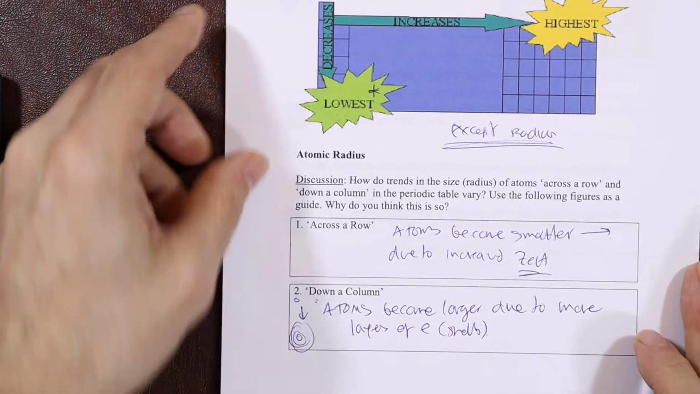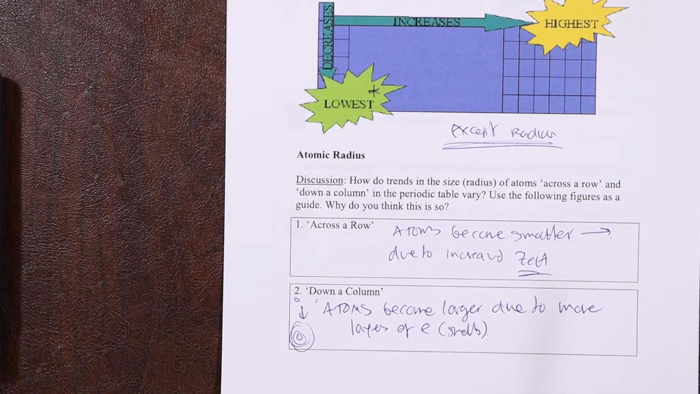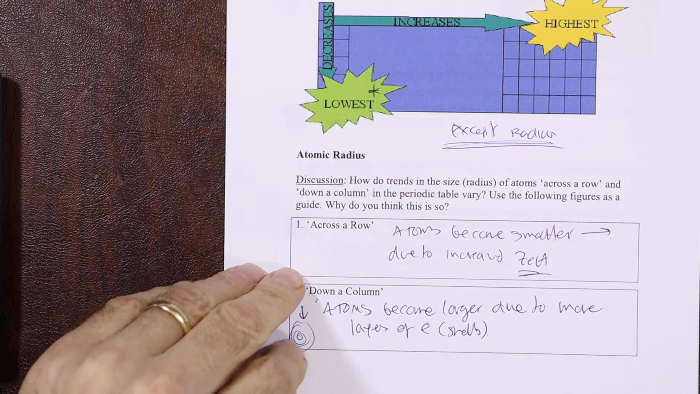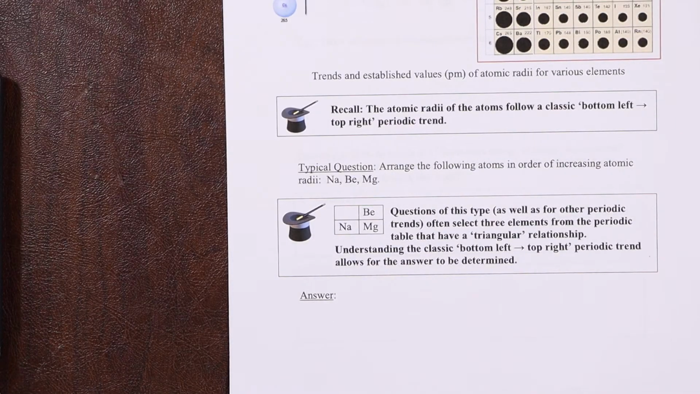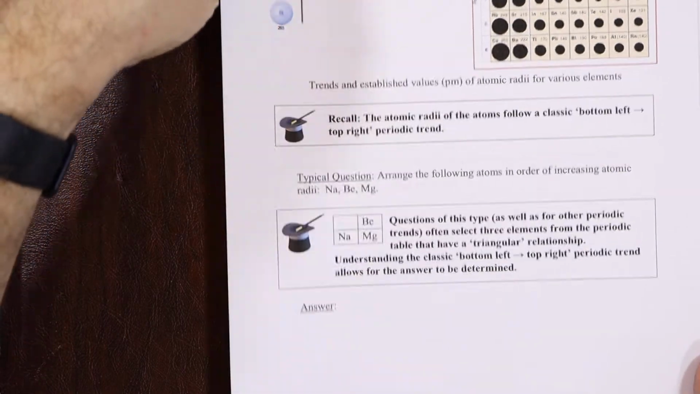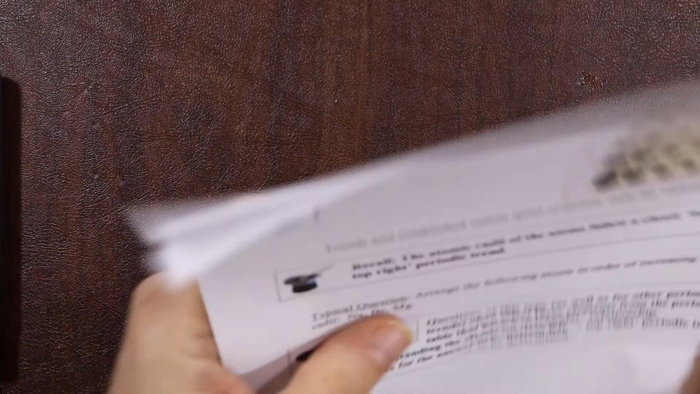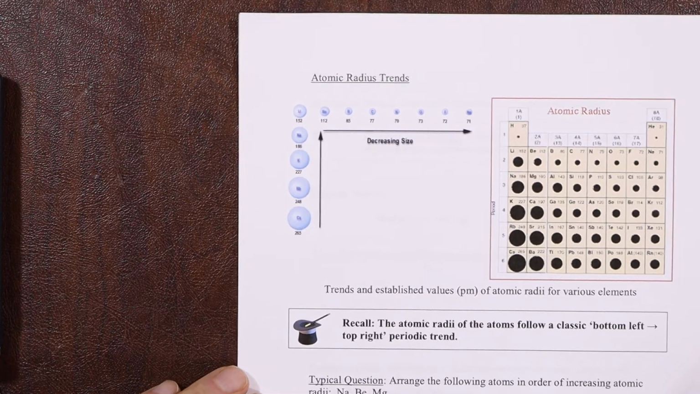So that explains that kind of weird concept. We can explain that size thing with screening across a row. Now, to show I'm not lying, here is the actual data, okay?